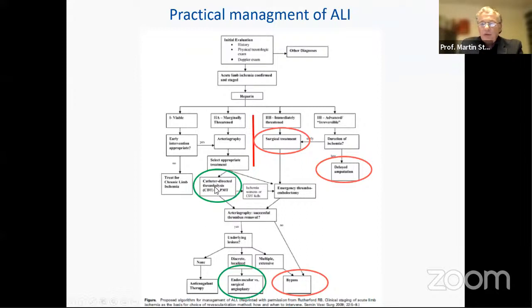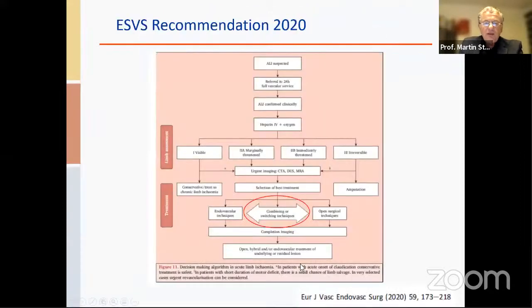But as we saw from Italy, there's a lot of technical improvement now. So here it says catheter-directed thrombolysis, and if it's complete, you can afterwards or primarily do the endovascular angioplasty, or anticoagulant therapy alone if there is nothing left to do. This is a more pragmatic recommendation from last year in the ESVS.